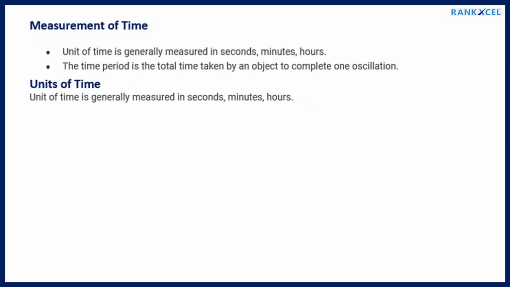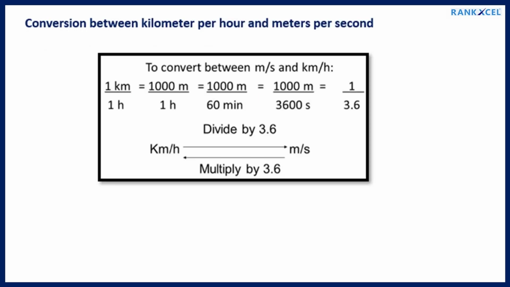Measurement of time. Unit of time is generally measured in seconds, minutes, hours. The time period is the total time taken by an object to complete one oscillation. Units of time. Unit of time is generally measured in seconds, minutes, hours. Conversion between kilometer per hour and meters per second.